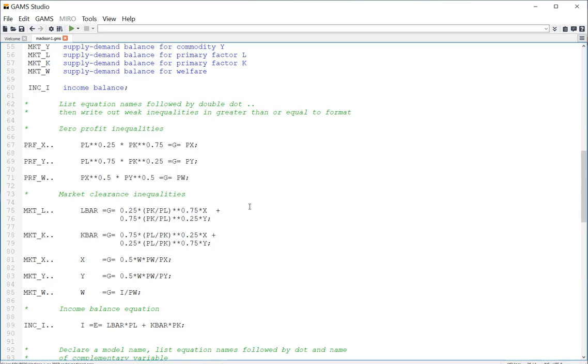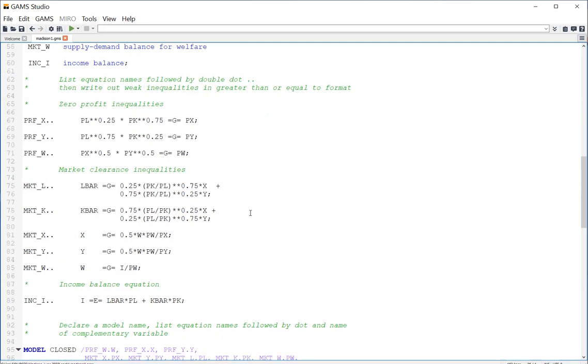So demand for labor comes from both the X sector and the Y sector, and similarly for capital. And then for commodities, X and Y are the supply, they go on the left-hand side. And on the right-hand side, apply Shepard's lemma to the expenditure function to get the demand for labor and capital, for X and Y, times the welfare level in equilibrium.